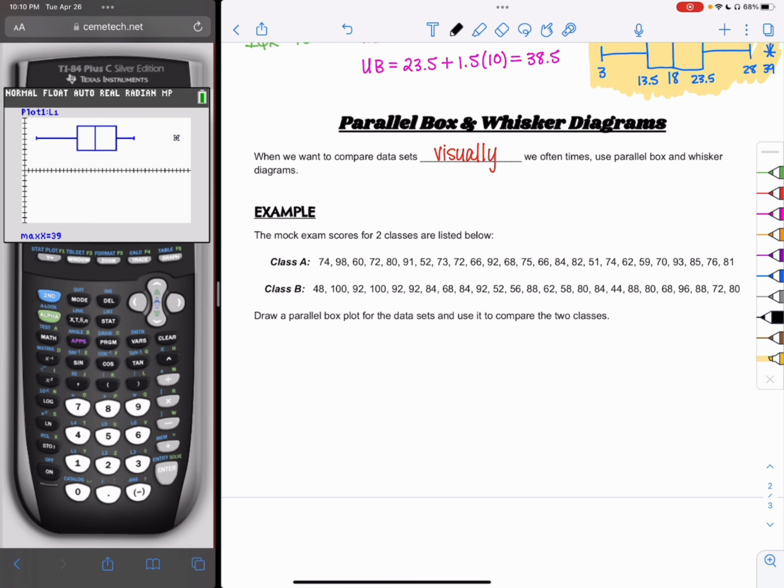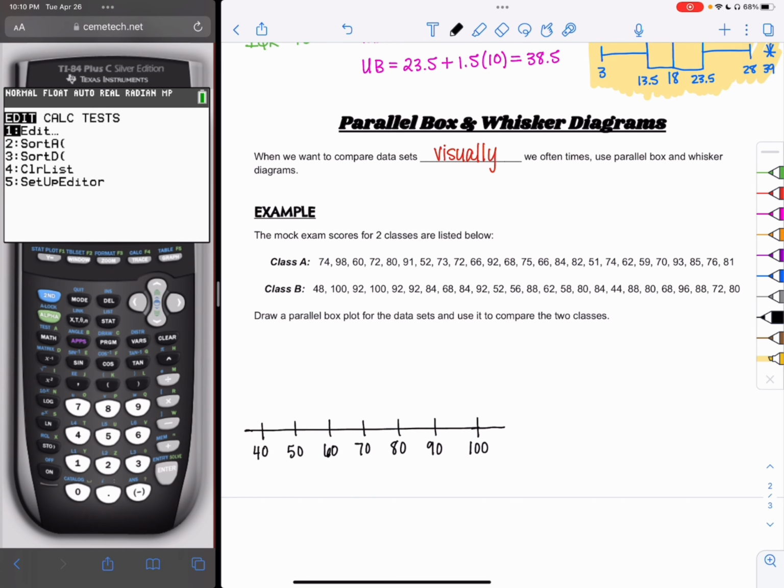So the first thing that I'm going to do is create a number line so that I can kind of see what is going on here. And I see that the lowest number between all of these data sets is in the 40s. So I'm going to go from 40 here, and then I'm going to go all the way up to 100. So I'm going to have 40, 50, 60, 70, 80, 90, and then 100 here.